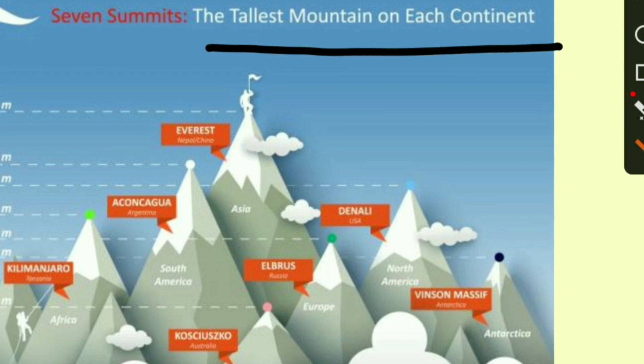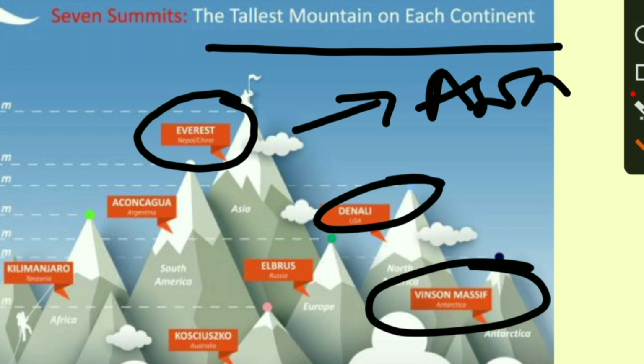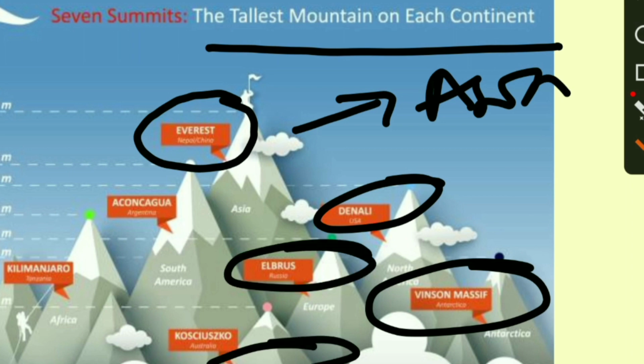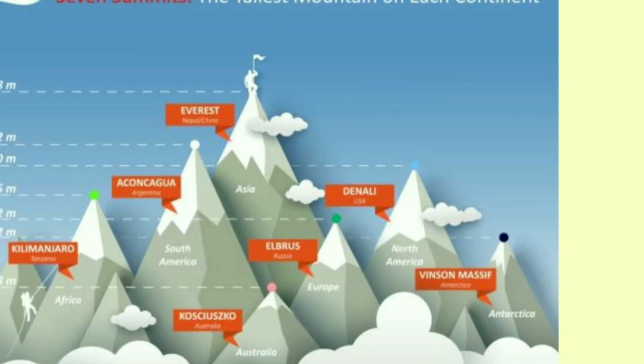This is the Mount Everest we have studied about. Mount Everest, 8,848 meters. Recently we have known it is the highest mountain in Asia and in the world also. Then this is Denali, and Vinson Massif in Antarctica, Elbrus in Europe, Kosciuszko in Australia, Aconcagua in South America, and Kilimanjaro in Africa. These are the highest mountains of the other continents of the world. The highest in the world is the 8,848 meter Mount Everest.